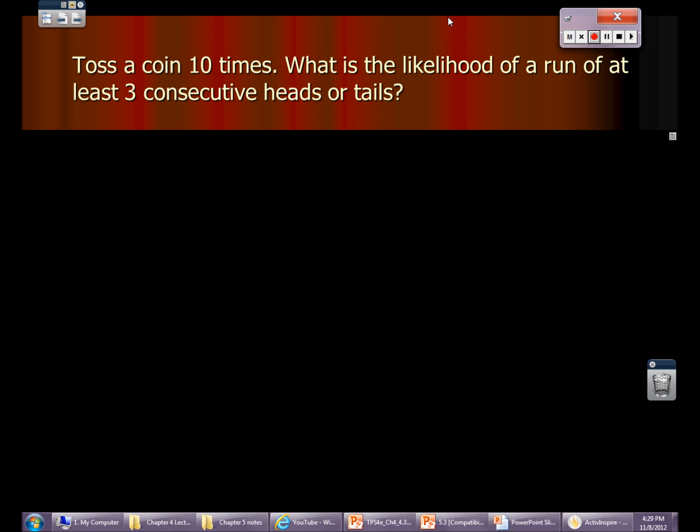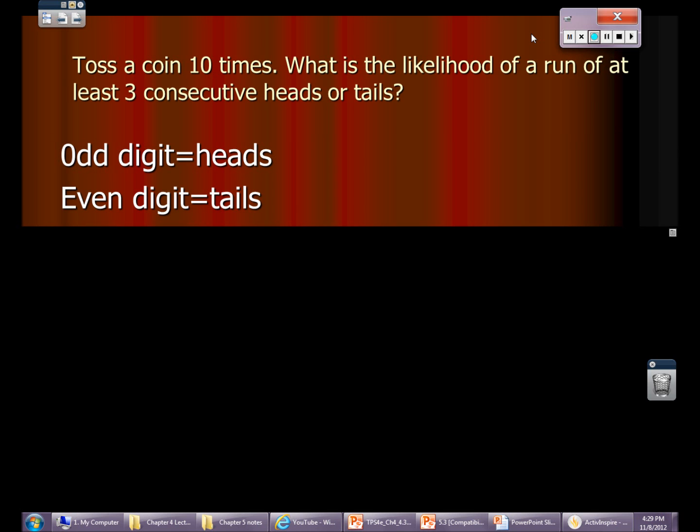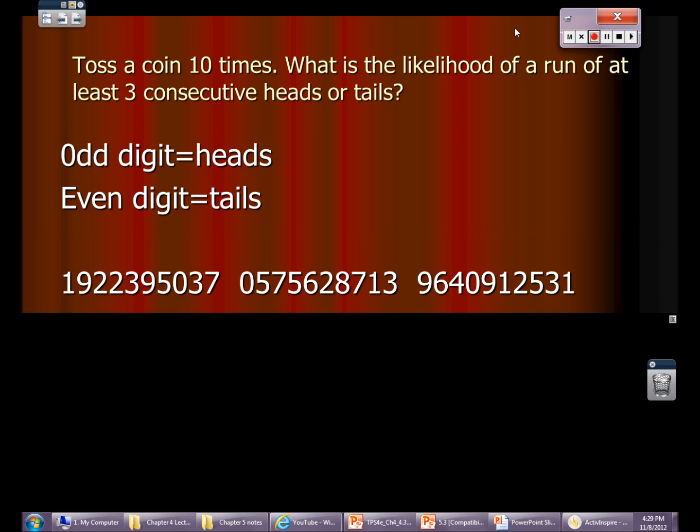Let's say I'm interested in tossing a coin 10 times and finding out the likelihood of a run of at least 3 heads in a row or 3 tails in a row. Instead of just flipping the coin 10 times in a row and repeating that process hundreds of times, I can assign numbers to the outcomes of heads or tails. In this case, I'm going to let odd digits represent heads and even digits represent tails. I'm then going to go to a number generator or the random number table in the back of your book and get a list of numbers. Let's suppose I get the following sets of numbers.